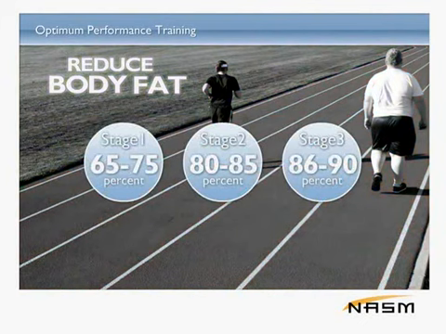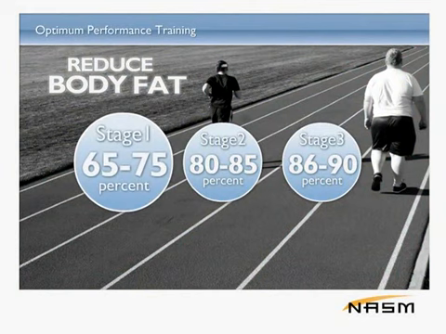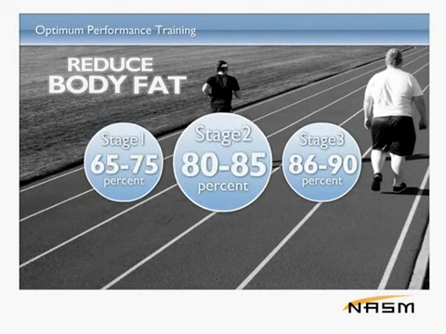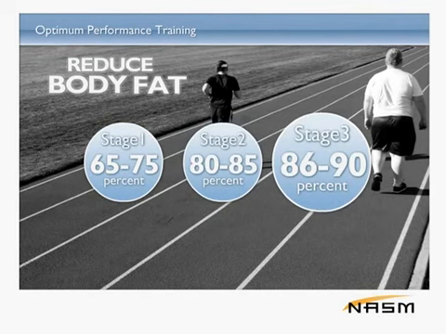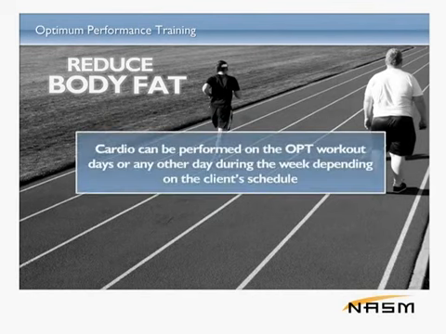Cardiorespiratory exercise should also be included into the routine utilizing Stage 1 training, 65 to 75% intensity to start. As the individuals obtain higher levels of cardiorespiratory efficiency or begin hitting a plateau, they can progress to Stages 2, 80 to 85% intensity, and 3, 86 to 90%. Cardio can be performed on the OPT workout days or any other day during the week depending on the client's schedule.